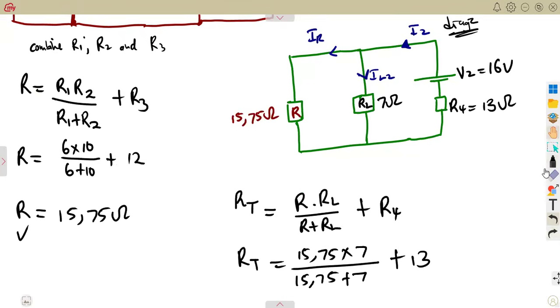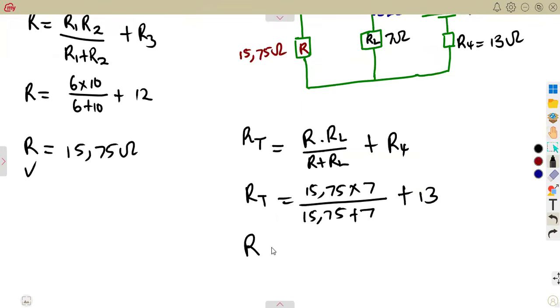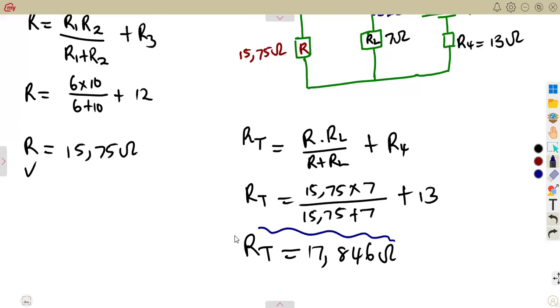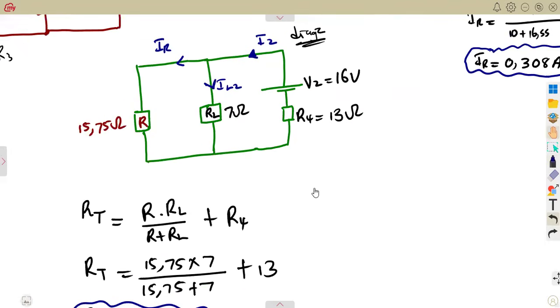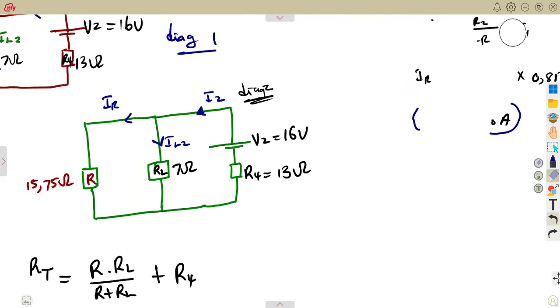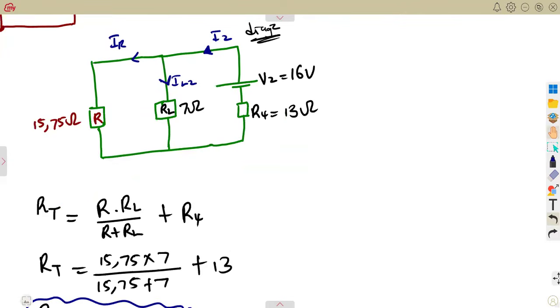So with this, we are going to obtain the total resistance of the circuit of this combination, which is going to give us 17.846 ohms as the total resistance. With the total resistance now, we can calculate the total current. Remember, the purpose is for us to have the total current. So here, guys, this was from the previous calculation.